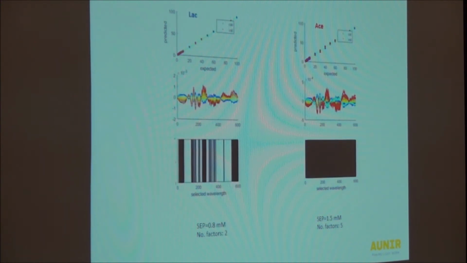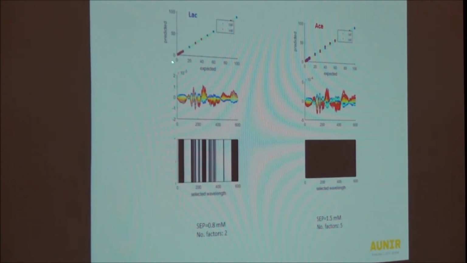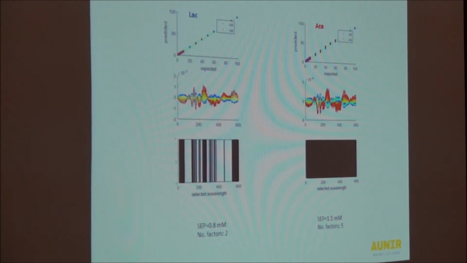So, and this is the quantification very quickly, 1 minute left. So, lactate. So we did an SNV followed by GLSW, an RPLS for variable selection, followed by locally weighted regression, and those are the results of the quantification. Those are the SEP values. They're pretty good, and you can see the number of factors is quite small considering the range.